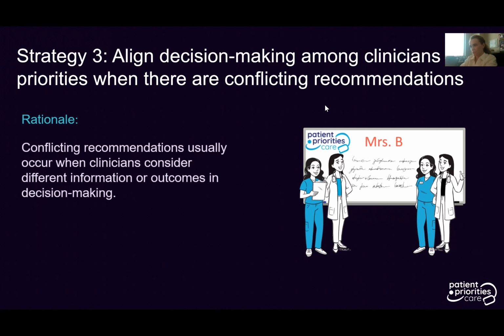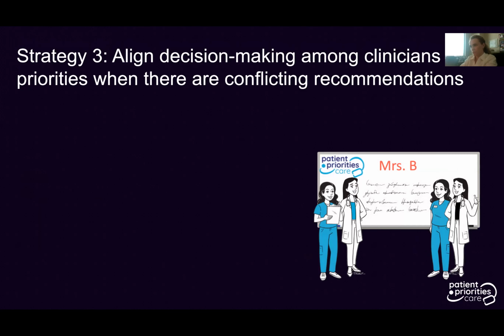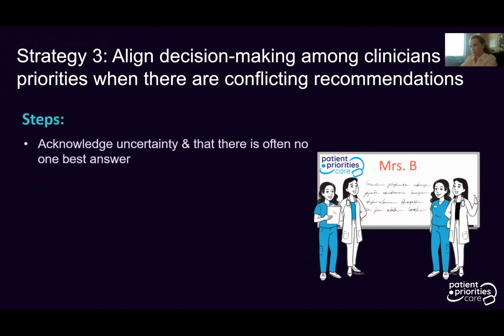Guidelines for one condition could conflict with another. One clinician might feel the patient's preference overrides guidelines. With all these possibilities, it's no wonder that patients get conflicting messages from various clinicians in their primary and specialty care. Next slide, please. So how can we align decision-making when clinicians don't always agree?